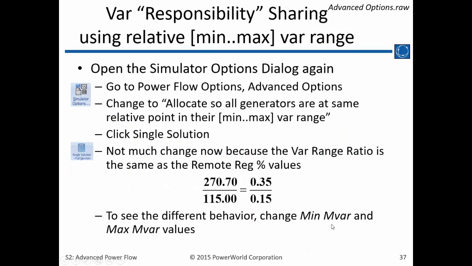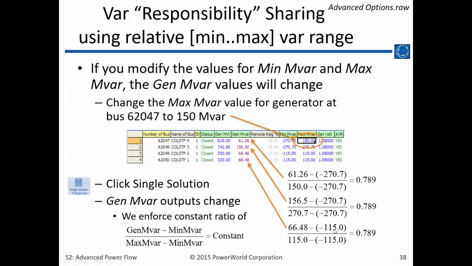But if we want to see a different behavior, we can change the min megavar and max megavar, for example. So if we change the max megavar of this generator from 270 to 150 and do a single solution, we notice that all these values change. And they change because the simulator calculates the constant ratio based on what the max megavar is minus the min megavar.